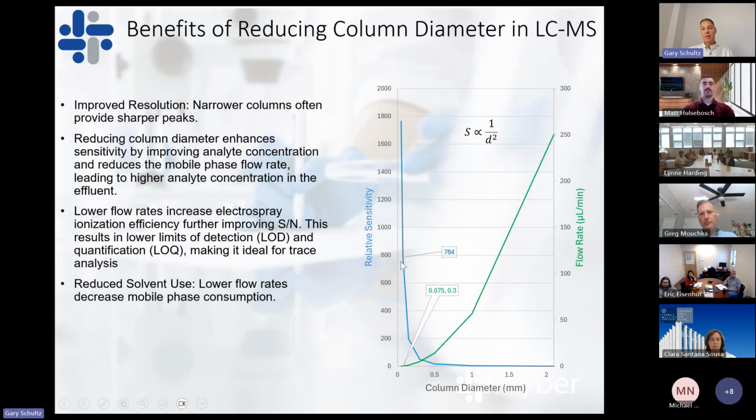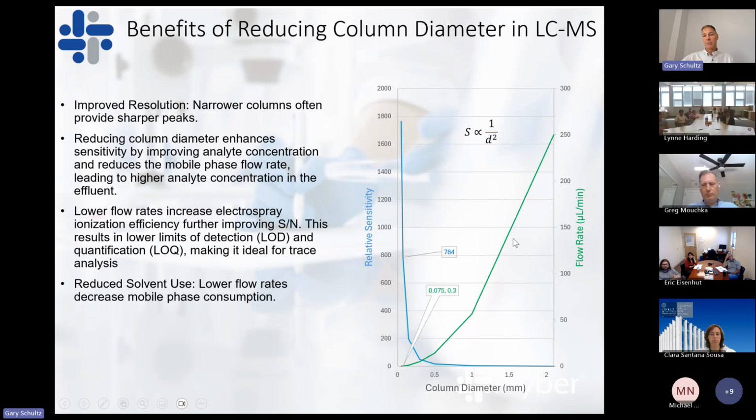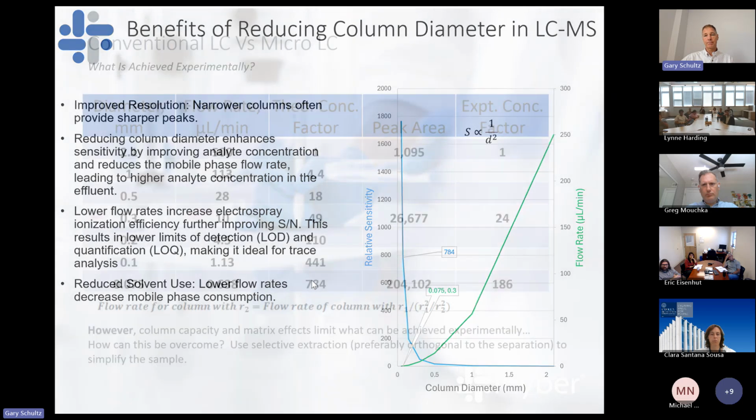But if we go all the way down to a 75 micron ID column, we could get almost an 800-fold improvement in sensitivity just by changing the column diameter. There are some caveats to this, because we don't really gain this full theoretical sensitivity, because of matrix effects and other issues related to that. But theoretically, there's a significant fold gain in sensitivity that is available. And in order to gain this sensitivity, we really need to optimize the method itself in order to achieve as much of this as possible.